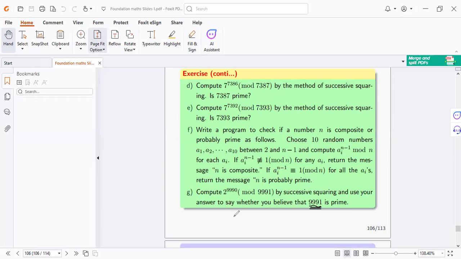So that means if you find your answer to be 1, then you can say that this number is prime. But if you find that the answer is not 1, then you can say that this number is not prime. It's composite. So that is what this question wants us to do.